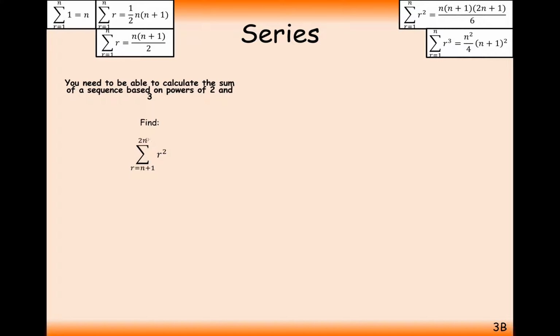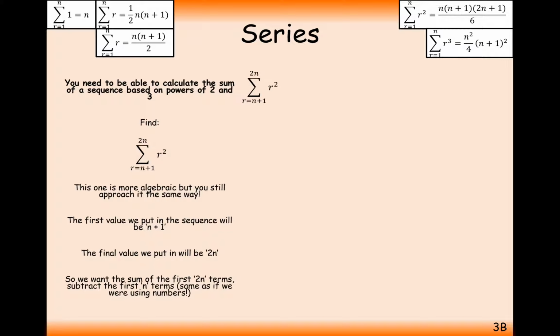Right, okay, so this is more of a challenging problem here. We're not starting at 1. We're not even going from number to number, we're going from n plus 1 up to 2n of r squared. So what we're going to do then is, in a very similar way to what we did before, we're going to have to use the summation formulas from 1 up to 2n or 1 up to n. We're going to have to do a little bit of subtraction here.